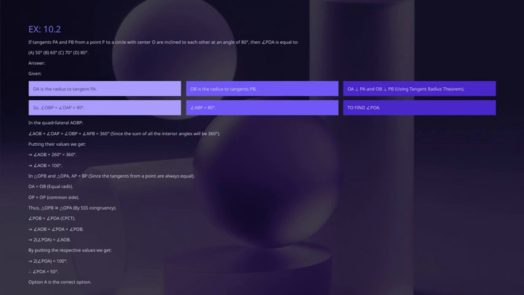Finally, the question asks, if tangents PA and PB from point P to the circle are inclined at 80 degrees, then POA must be 50 degrees, which aligns with option A. This thorough analysis links all these geometric concepts together, helping us understand how angles relate in circle tangent configurations.